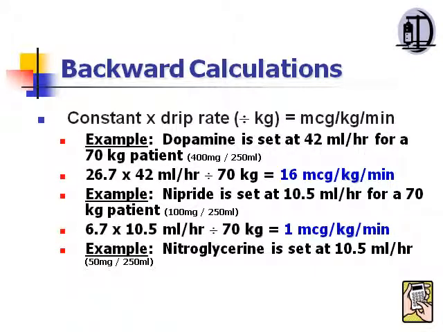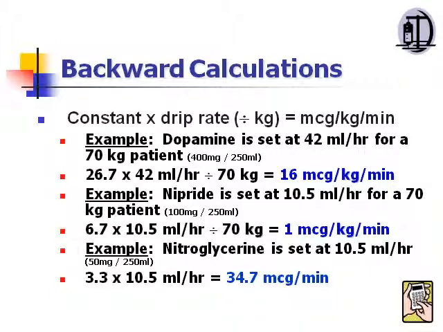All right, so now let's do nitroglycerin, not to be confused with nipride or nitroprusside. So we have nitroglycerin, which is 50 milligrams in 250 mLs, and we have the pump set at 10.5 mLs per hour. So we're going to take our constant of 3.3. Remember, we got that by dividing 50 into 250 times 1,000 divided by 60. We got 3.3. So our constant of 3.3 times what the pump is set at, 10.5 mLs per hour, and we get 34.7 mics per minute, or round up to 35.